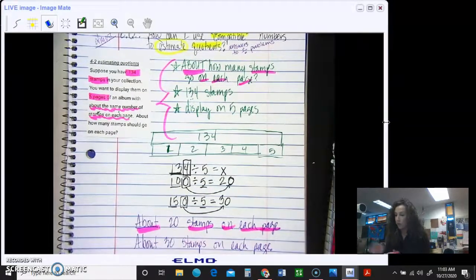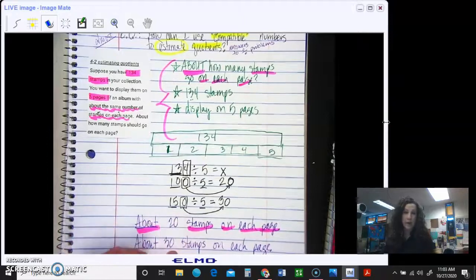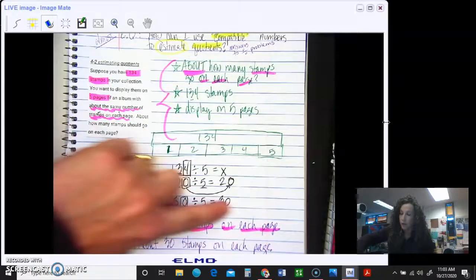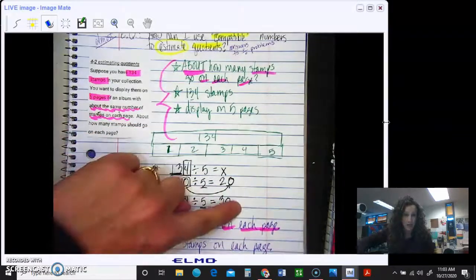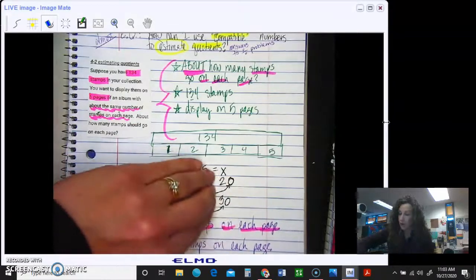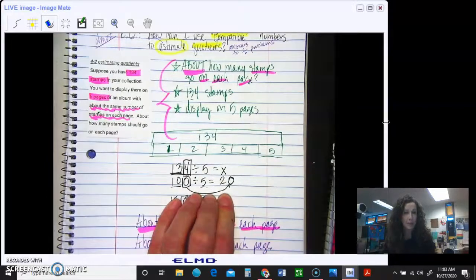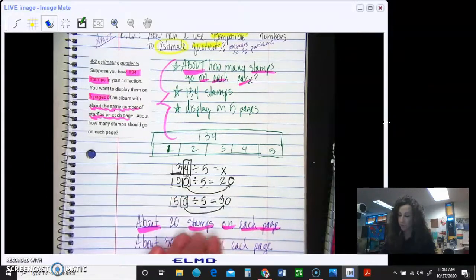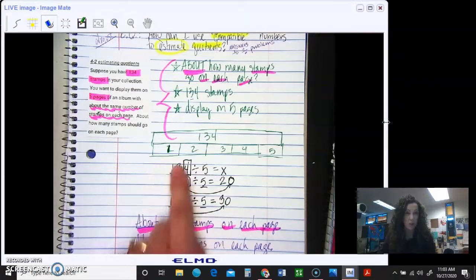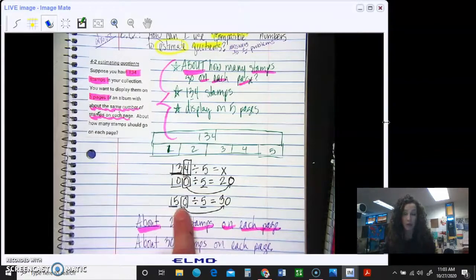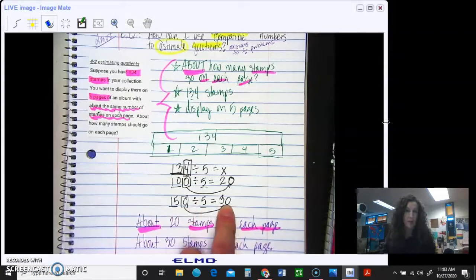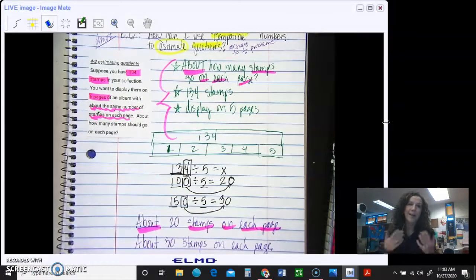Okay? So, either one of these would be correct as long as you show me how you got it. If you just put 30 when my brain thinks it should be 20, I'm going to mark it wrong. But if you put 134 divided by 5, that's our starting problem, and then you show me 150 divided by 5 is 30, I'd go, oh yeah, I didn't think of that one. That's not the one that came into my brain, but it is also correct.